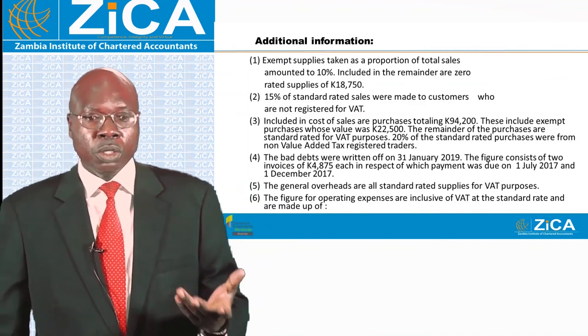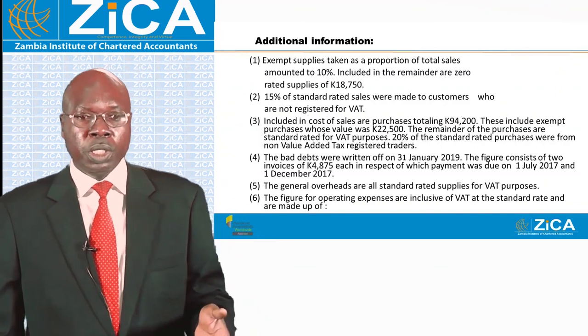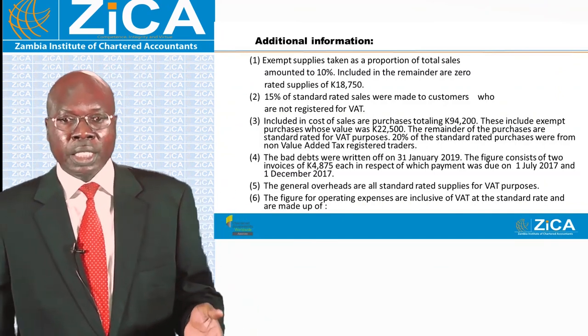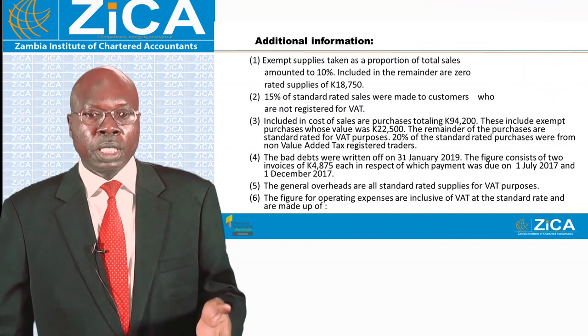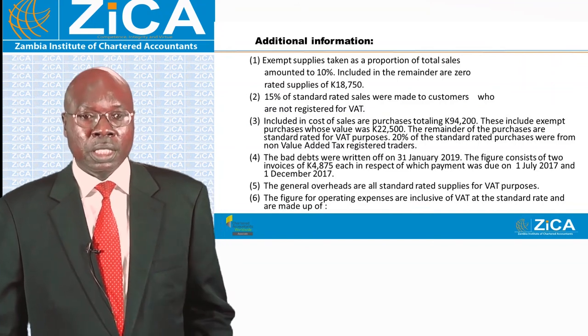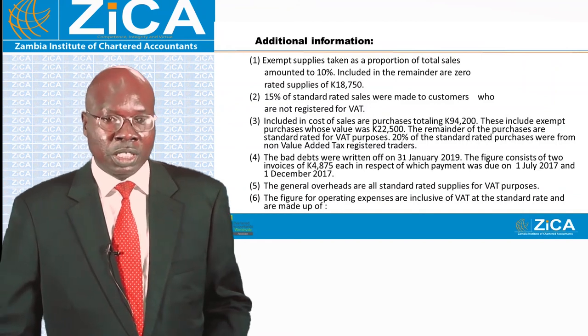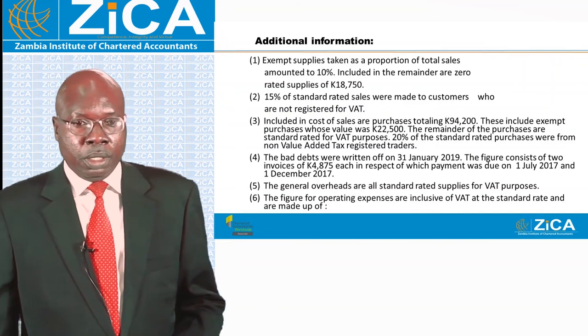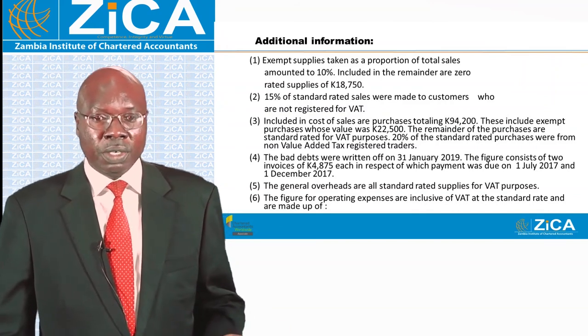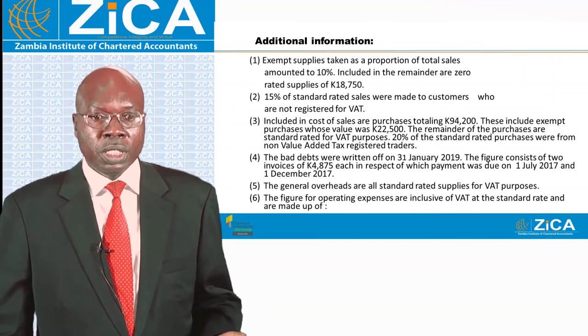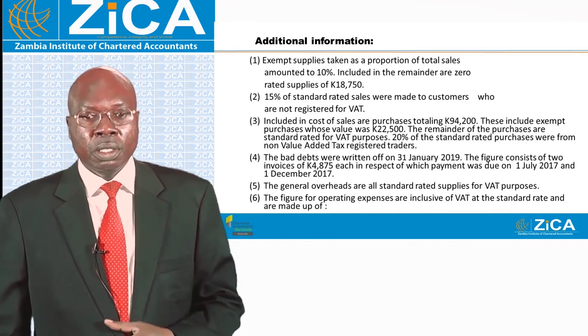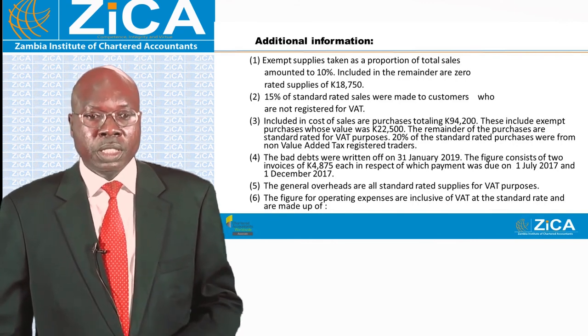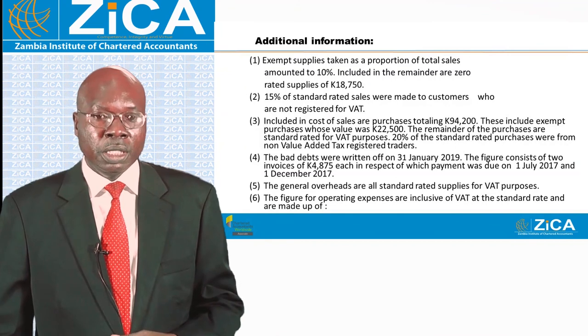15% of standard rated sales were made to customers who are not registered for VAT. But of course, let me just go point by point. If you look at the first point, exempt supplies taken as a proportion of total sales amounted to 10%. Exempt supplies are not taxable for VAT, and they are completely outside the VAT jurisdiction. Number two, 15% of standard rated sales are made to customers who are not registered for VAT. This is taxable at the rate of 16%.